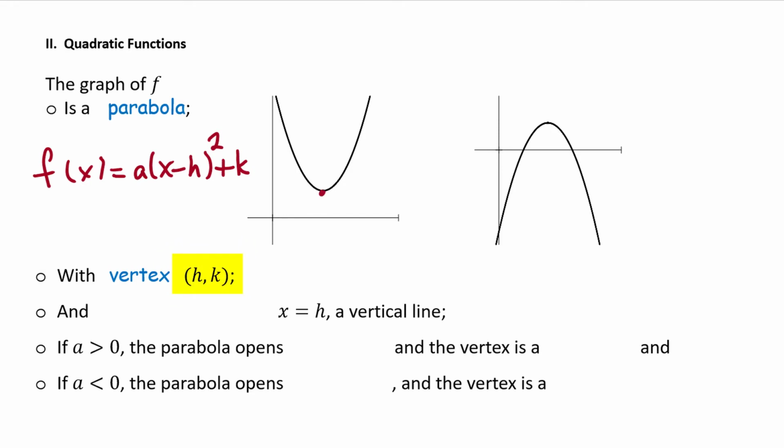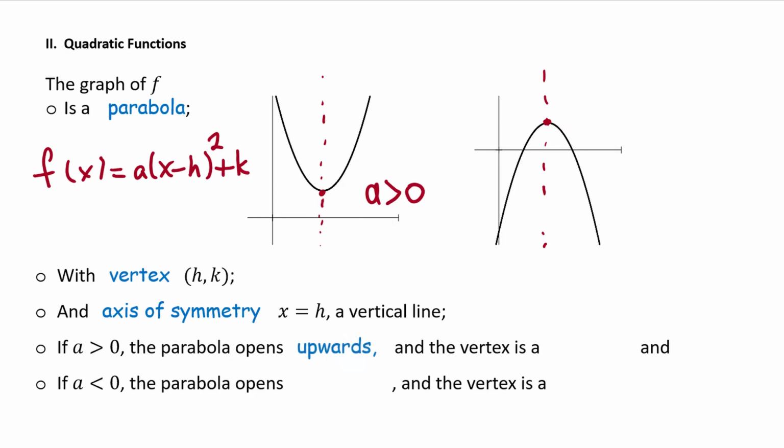and it reveals the most extreme point of the graph. The axis of symmetry is x equals h. Notice that it's a vertical line. It is a vertical line that goes through the vertex. It is an axis of symmetry because on either side the shape of the graph is identical. If a is a positive number, then the graph opens upwards and the vertex, as you can see, is a minimum. If a, the leading coefficient, is negative, then the parabola opens downwards and the vertex is a maximum.